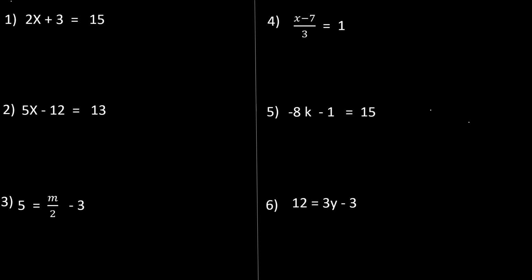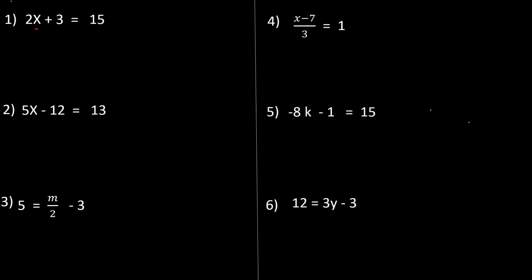In this lesson we will solve two-step equations. Before we solve, we have to know that we have to do the opposite operation of each one. But we start with plus and minus, addition and subtraction, and then multiplication and division. So let's see the first example, which is 2x plus 3 equals 15.